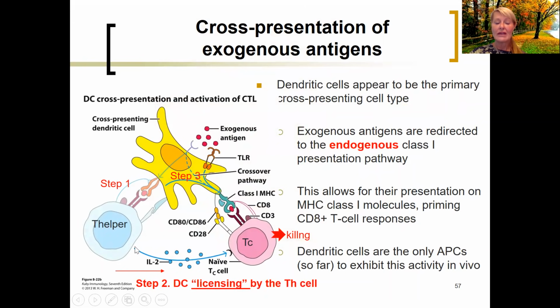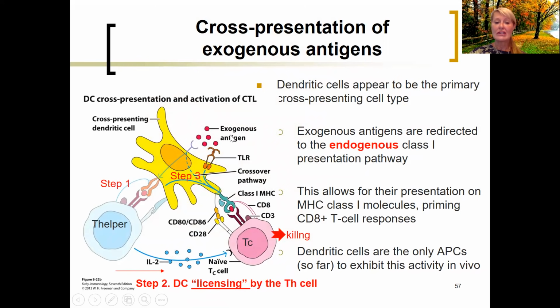This becomes activated. This helper cell can now give and provide the final stimulatory signals to fully mature this cytotoxic T cell so it can do its killing. This second step is called DC licensing by T helper cells. So essentially, the helper cell has given the cytotoxic cell a license to kill. And that can happen all within a framework like this if cross-presentation can happen.